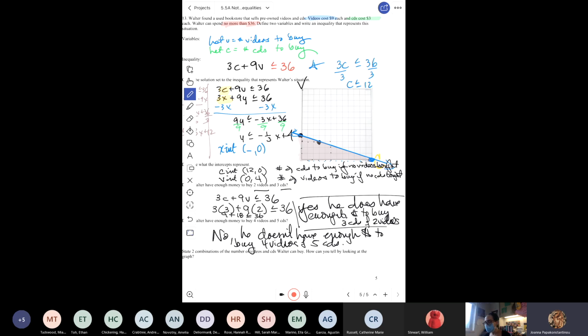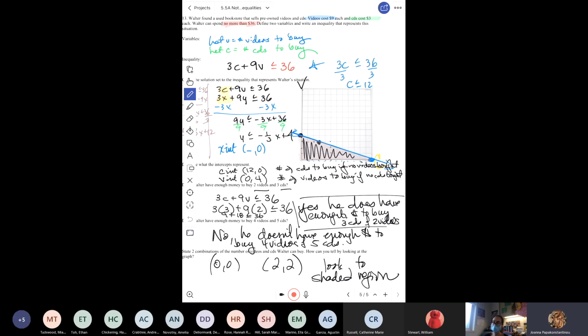So how can I state combinations of other numbers of videos and CDs Walter can buy? How can you tell by looking at the graph? Anywhere in this shaded region, you pick whatever you want. He could buy nothing, right? And just keep $36. Or he could buy 2 CDs and 2 videos and have money left over. So look to the shaded region.